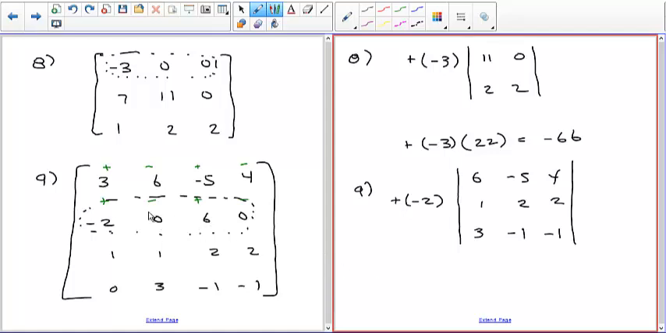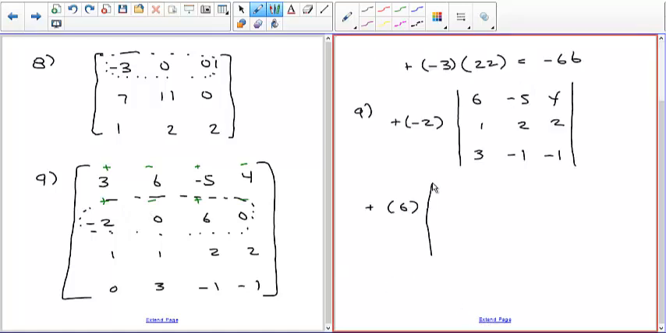So it's plus, minus, plus, so it's again plus 6. And then you take this row and this column.